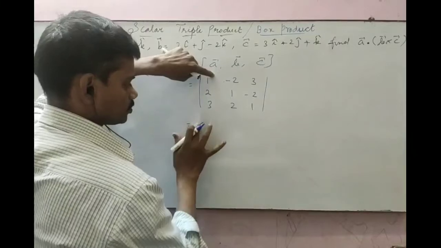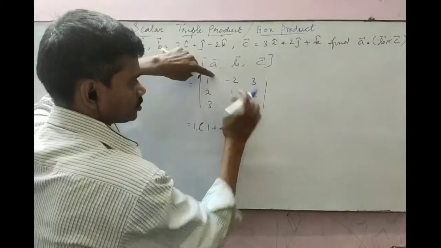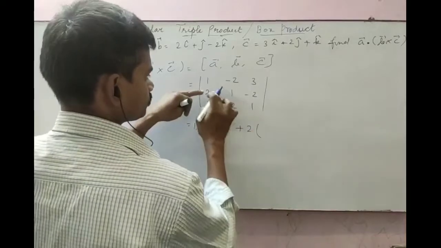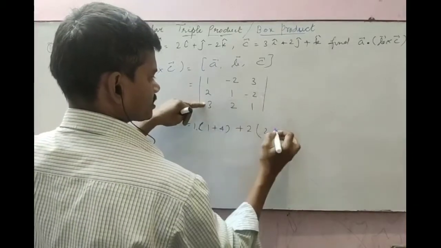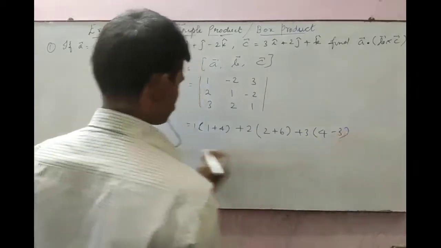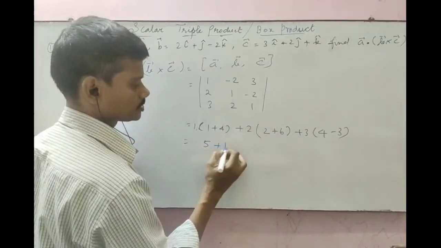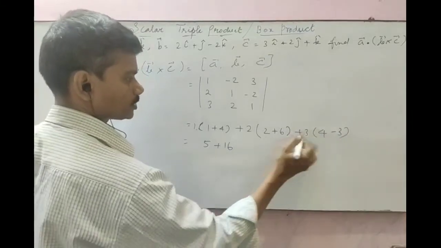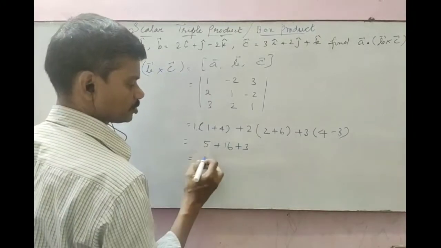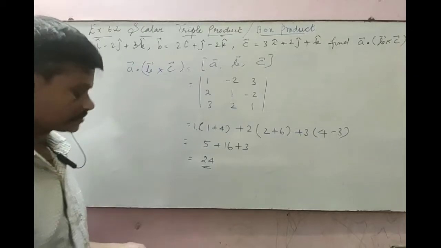Now you can expand this: 1 into 1 plus 4. Here minus 2, we are going to write plus 2. Second term: minus into minus, plus 2 into 2 minus 6 becomes plus 6, plus 3 into 4 minus 3. 4 plus 1 is 5, 5 into 1 is 5; 2 plus 6 is 8, 8 into 2 gives 16; 4 minus 3 is 1, 1 into 3 gives 3. So the answer is 16 plus 3 is 19, 19 plus 5 is 24. So this is the value of A dot B cross C.